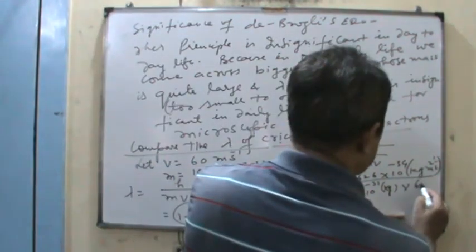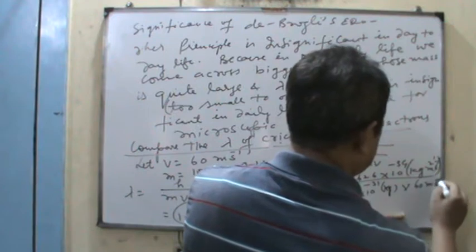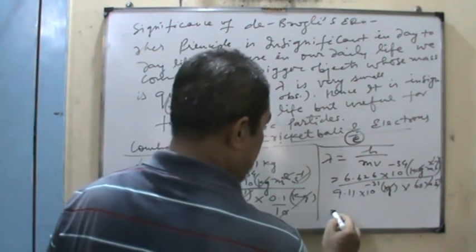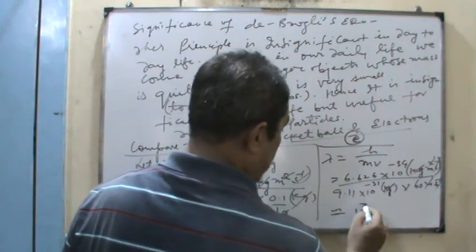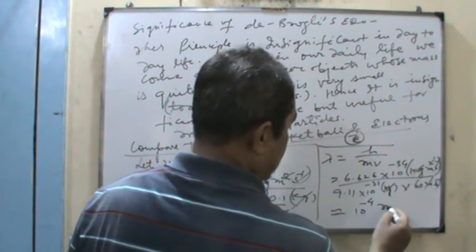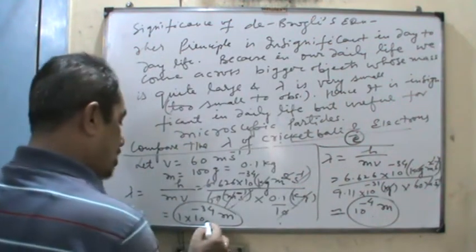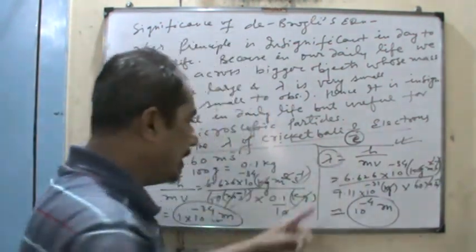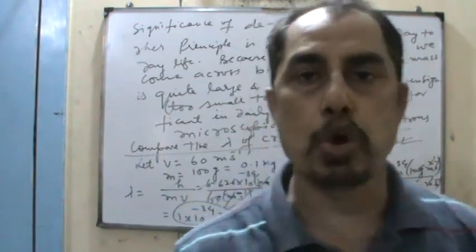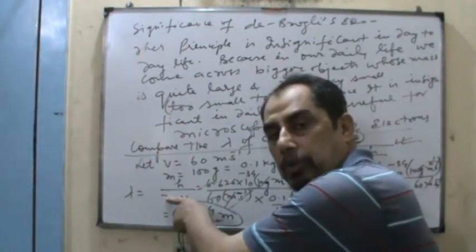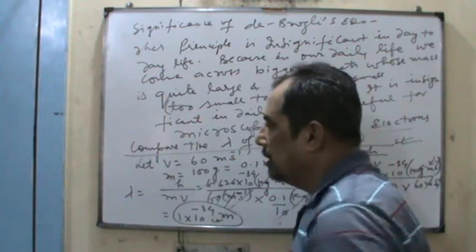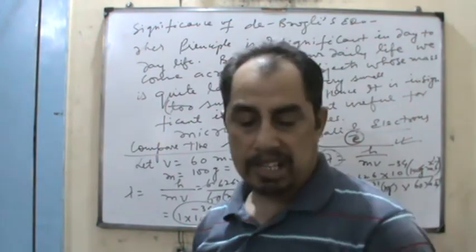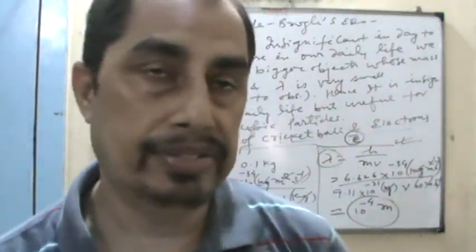Therefore, here it is 60 meter per second. Meter cancels, kg cancels. So you will get approximately these values, which comes to be 10 to the power minus 4 or 5. What is that, meter? So it is bigger than this minus 34. Therefore, this is significant here. Here we can calculate the wavelength of the macroscopic particle, but we can't calculate the wavelength of the cricket ball. In that way, we are in a position to prove that the de-Broglie equation is insignificant in your daily life.